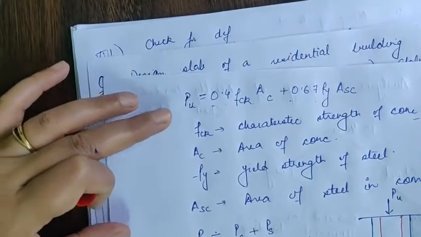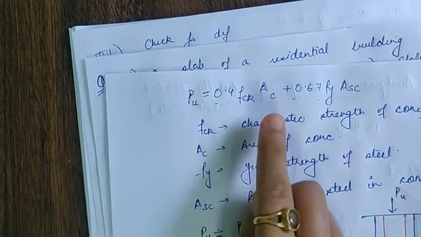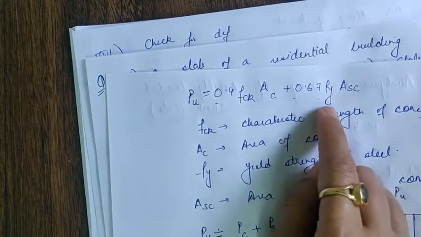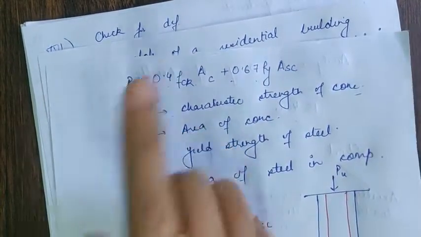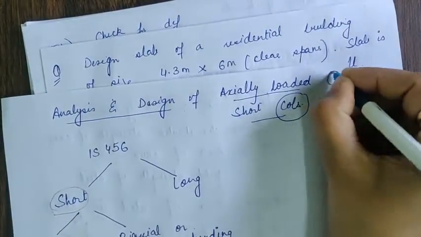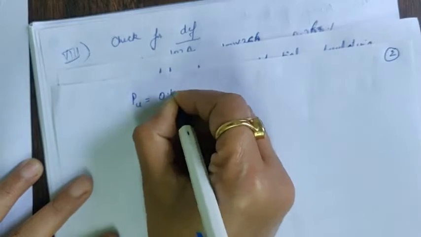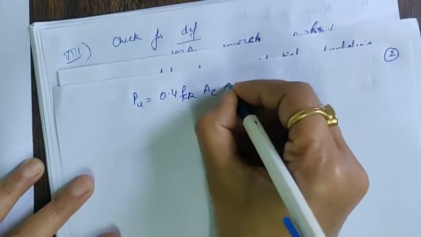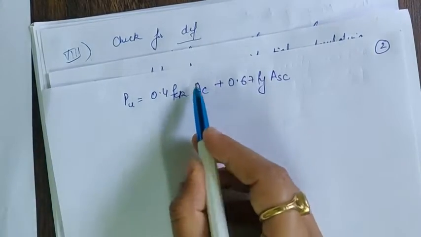So this formula says, if you know what kind of concrete you are using, and the cross-sectional area of concrete, and if you know what kind of steel you are using, and the cross-sectional area of steel, you will be able to get the ultimate load carrying capacity. Okay. Now for use, we further modify the formula. The formula that is given in the code is PU is equal to 0.4 into FCK into AC plus 0.67 FY into ASC, where AC is the area of concrete.